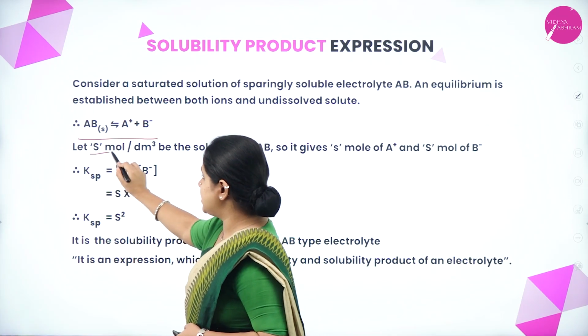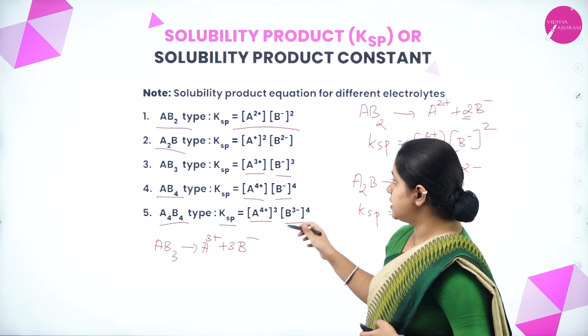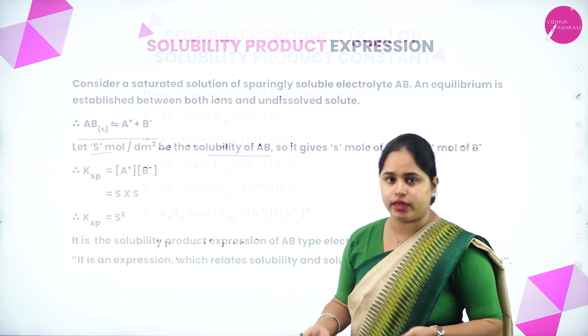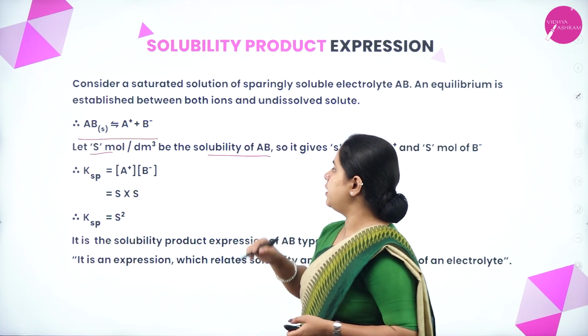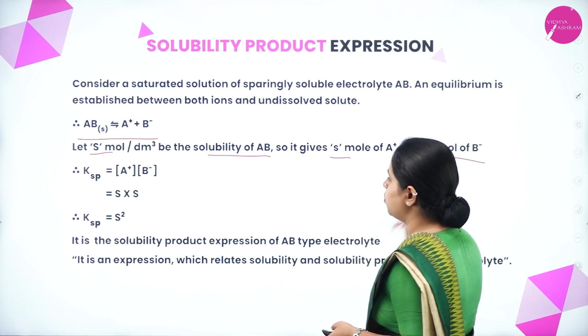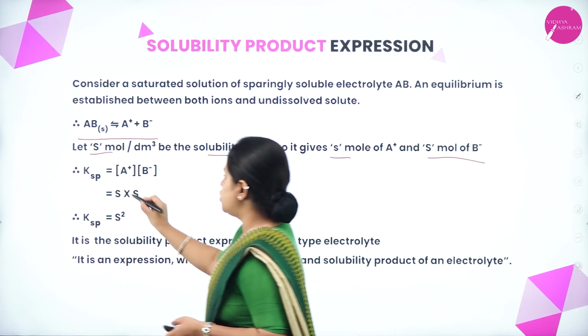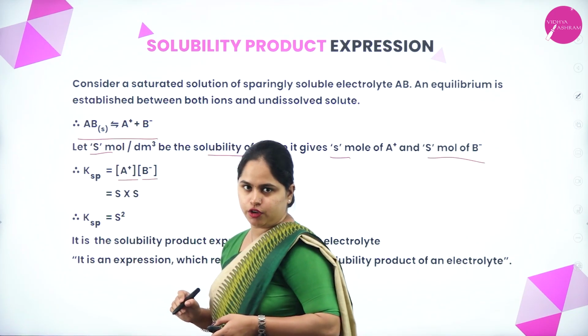So now let S be the solubility of AB. So here we have discussed how to write the solubility product. Now we are going to write in terms of solubility, right? So now S will be the solubility of AB. So it gives S mole of A plus and S mole of B minus. Okay. So S will be the solubility of A plus and S will be the solubility of B minus.